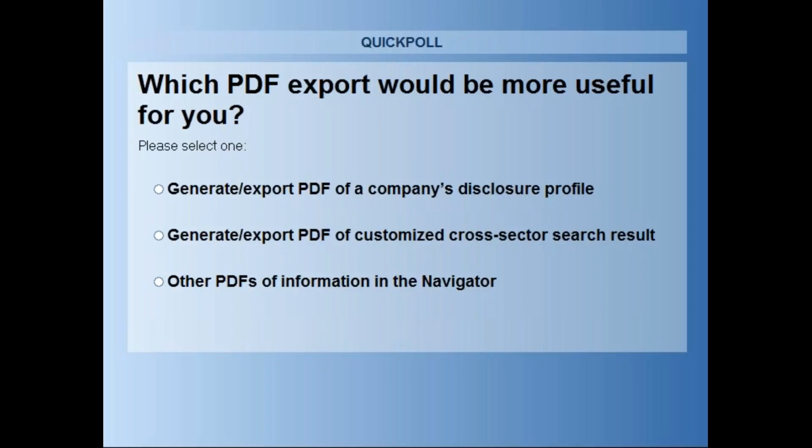Or the cross-sector search results. I want to see what the financial drivers are for the industries I look at, and all of the topics, or just some of the topics, and be able to take that analysis and share it with colleagues, or keep it for my own reference. Maybe there are other PDF exports or other types of exports that would be useful, and if that's the case, hit other and chime in with ideas.